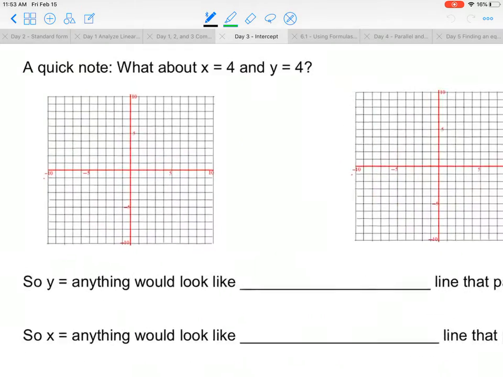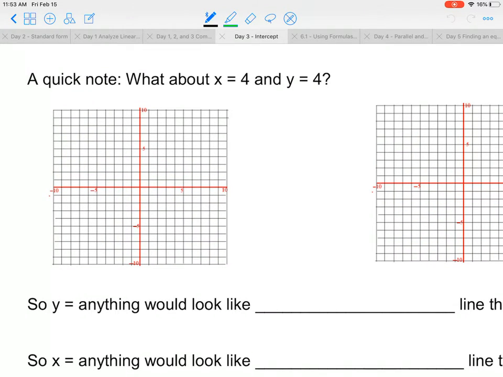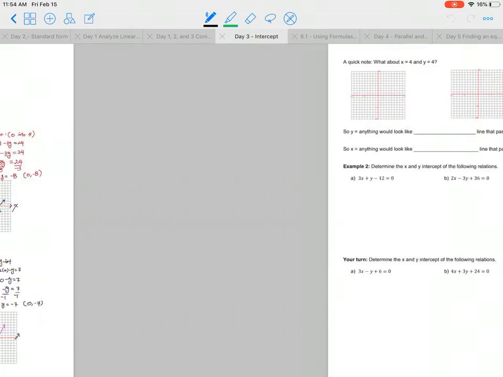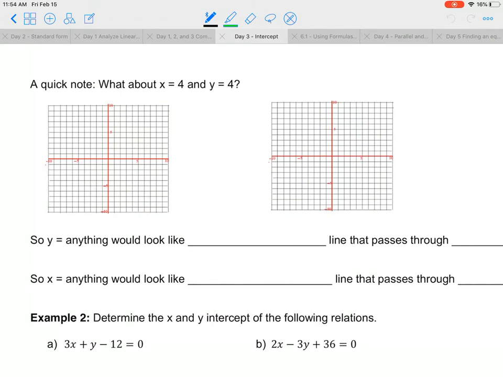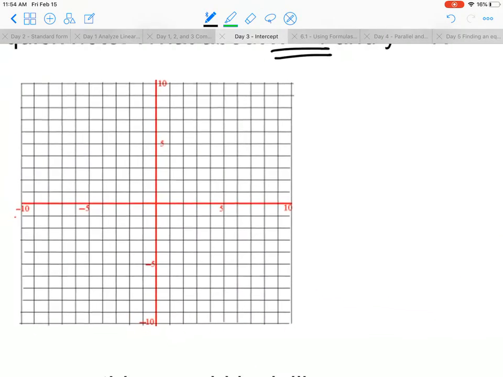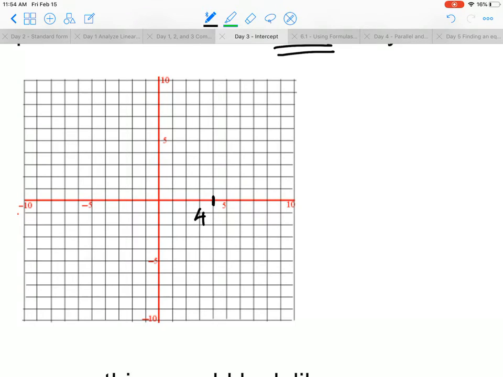Okay. So for the quick note, this is a continuation from the previous lesson. See this one? Remember this one? We actually did that, right? So we're still on finding intercepts and using those to graph it. Now, a quick note, what about x equals 4 or y equals 4? Remember, this means that your graph only passes through the x value of 4. So 4 over there, and it will just go straight up and down, right?